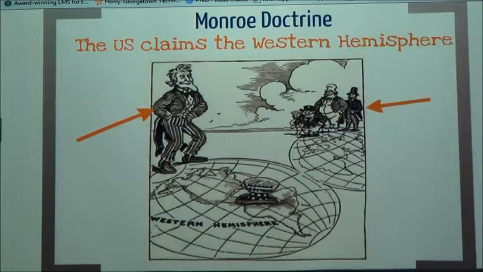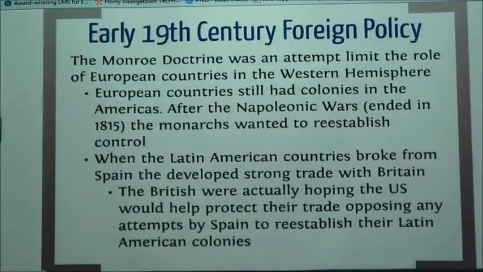And then we have the hat here, which is the Monroe Doctrine. You use a hat to cover things that you want to protect or things that you want to claim. And notice that it's nicely claiming Latin America. The Monroe Doctrine is early 19th century foreign policy. It was an attempt to limit the role of European countries in the Western Hemisphere.